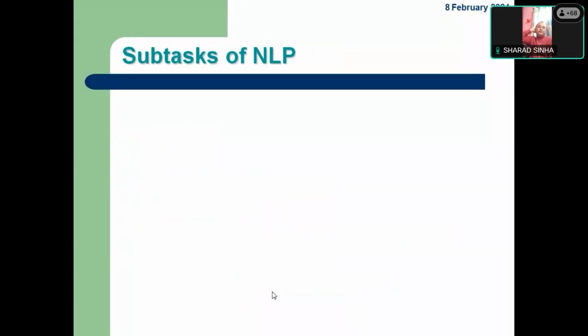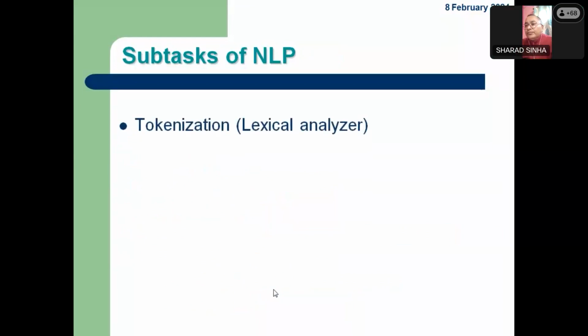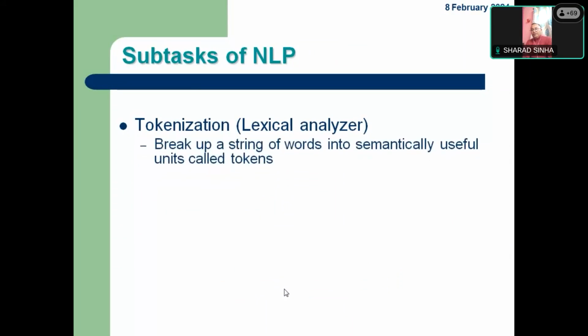So what are the subtasks then? I've dealt with the resources. The first task is tokenization. When the sentence is typed, we have to separate the sentence into words, smaller units. Sometimes in speech also, we can break the sound into syllables, and each syllable may be treated as a token. It is done by the lexical analyzer, which breaks up a string of words into semantically useful units called tokens. It may break the sentence into words, and that may have some semantic uses. And we do POS, what I was just talking about in the previous slide.